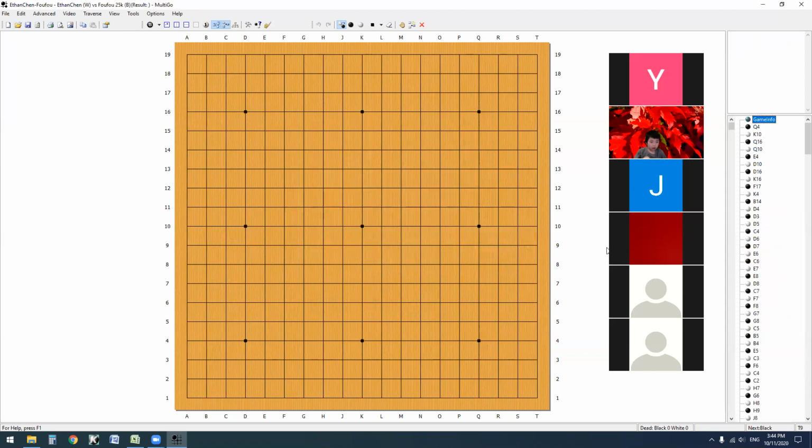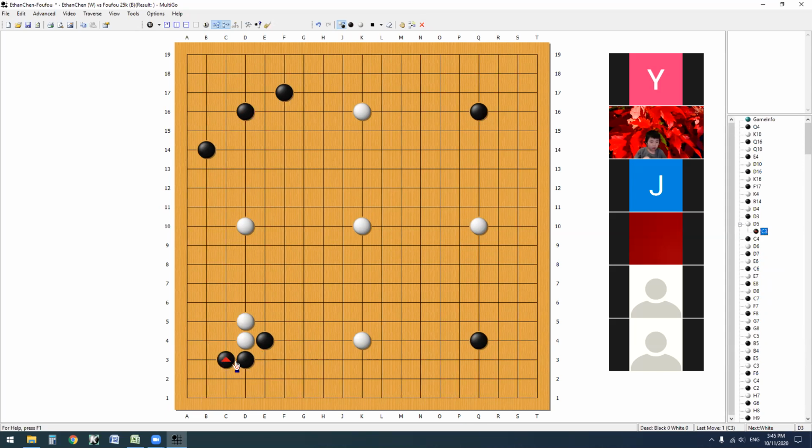Ethan and Dan. And Ethan is white. Okay, so far so good. Very good, very good. Okay, Ethan, you're white, right? What black should have done is this. This is normal for black, and he doesn't have any cutting point. Looks like this is a cutting point, but it's not, because you can kill it.